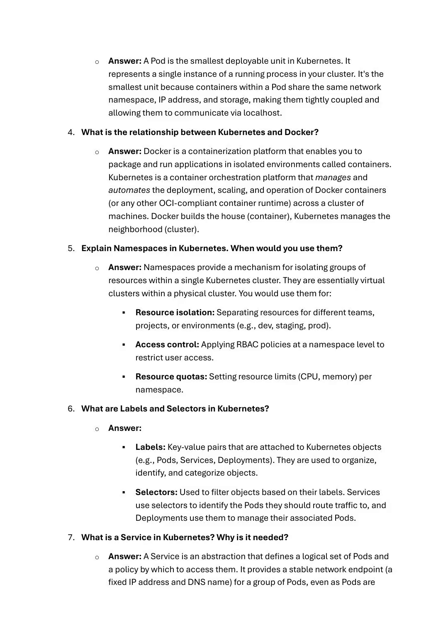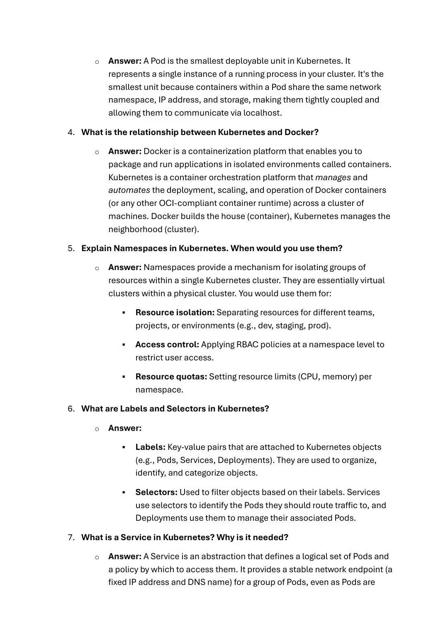6. What are labels and selectors in Kubernetes? Answer. Labels, key-value pairs that are attached to Kubernetes objects. For example, pods, services, deployments. They are used to organize, identify, and categorize objects. Selectors, used to filter objects based on their labels. Services use selectors to identify the pods they should route traffic to, and deployments use them to manage their associated pods.